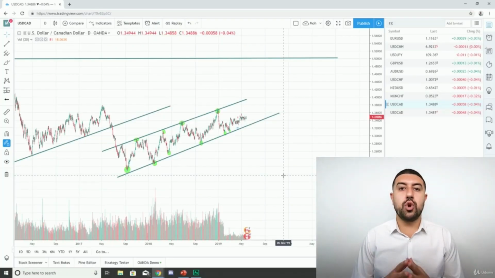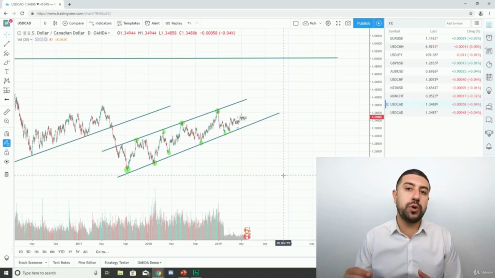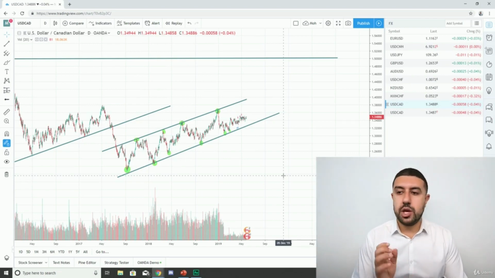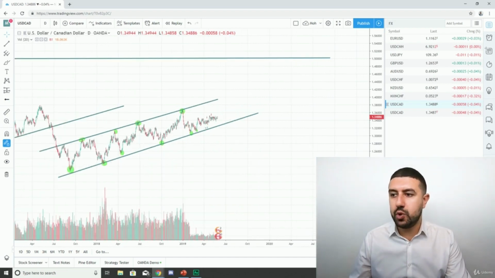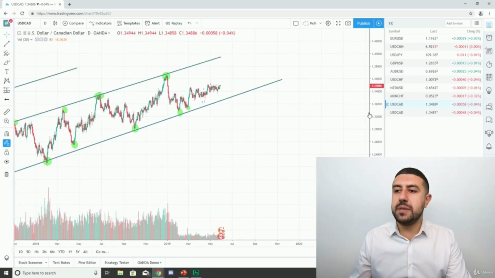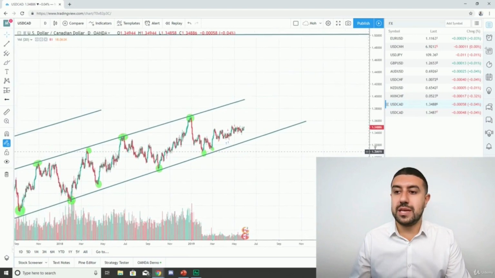In this lecture, we're going to be talking about stop losses. A stop loss is what you're going to be using to limit your risk on any given trade. So whenever you're getting into a Forex position, for example USD CAD, there are three things that you're going to have to think about.